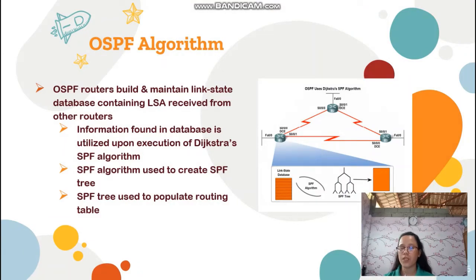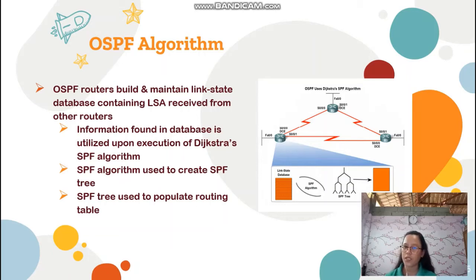OSPF algorithm. OSPF routers build and maintain a link state database containing LSAs received from other routers. Information found in the database is utilized upon execution of Dijkstra's SPF algorithm. The SPF algorithm is used to create an SPF tree. The SPF tree is used to populate the routing table.